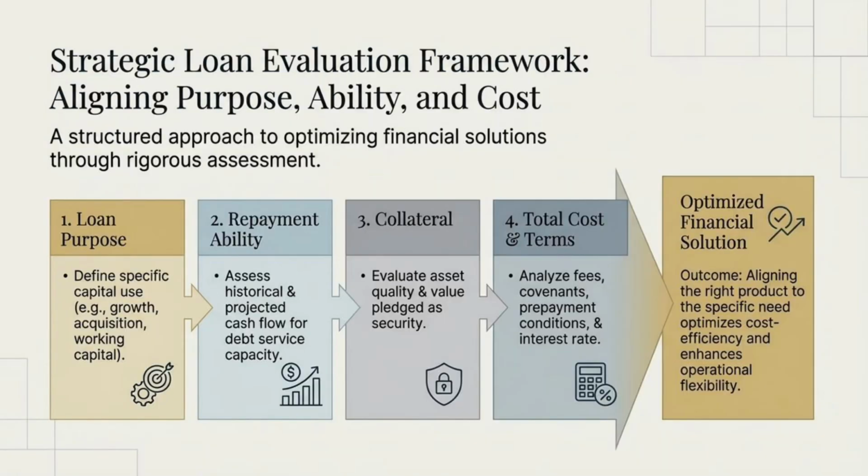The Strategic Loan Evaluation Framework walks decision-makers through aligning loan purpose, repayment ability, collateral quality, and total cost and terms to reach an optimized financial solution. By defining the capital need, assessing cash flow capacity, evaluating pledged assets, and analyzing fees and covenants, lenders and borrowers can select a cost-effective structure that supports operational flexibility.